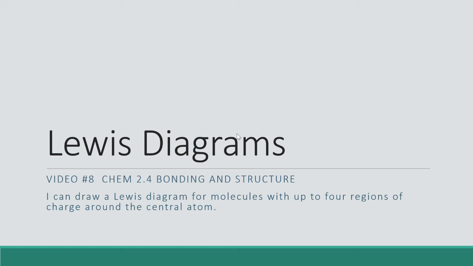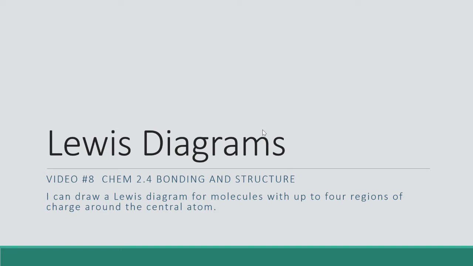So Lewis diagrams show the valence electrons for atoms and molecules. The valence electrons are on the outside of an atom and they are the ones involved in bonding, and they can move between atoms in chemical reactions. So the valence electrons are really important. They're the ones we're interested in.